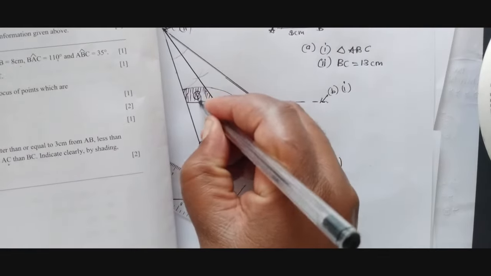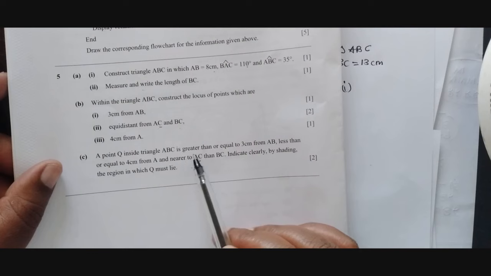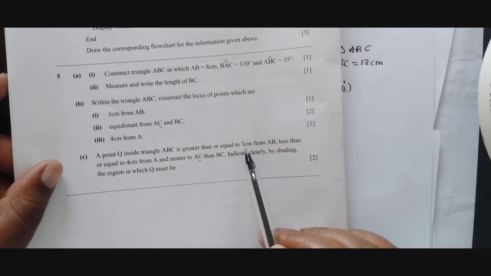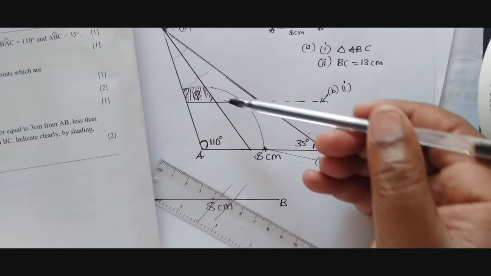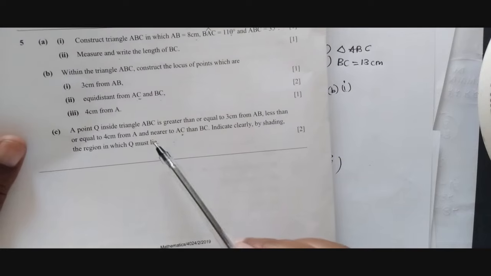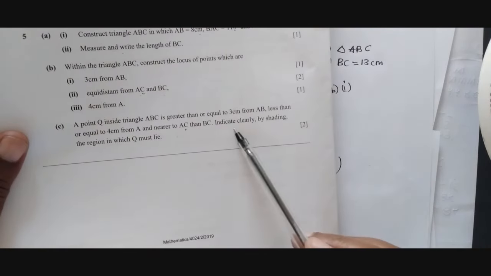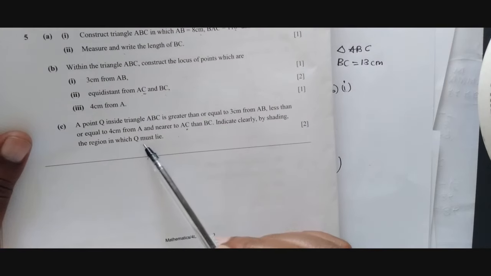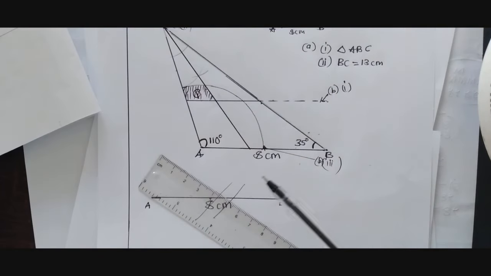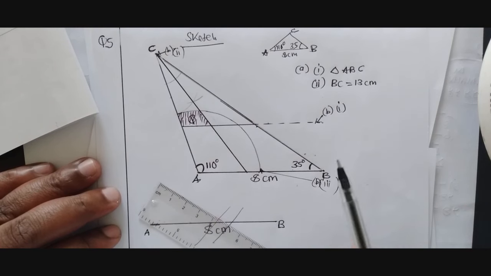Then we even put Q, because we are saying a point Q is in triangle ABC such that it is greater than or equal to 3 centimeters from AB, which is up there, less than or equal to 4 centimeters from A, meaning that here coming down, nearer to AC, meaning that this side as compared to that. Indicate clearly by shading the region in which Q must lie. Then you do that, and that is your answer there. Okay, we go to the next question.